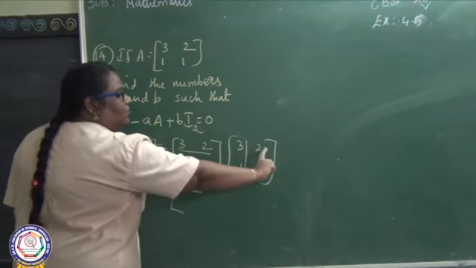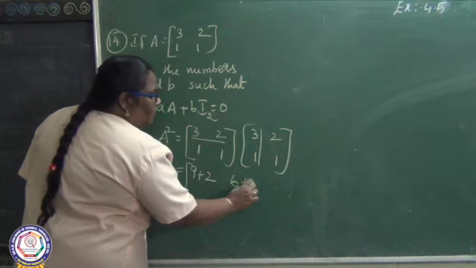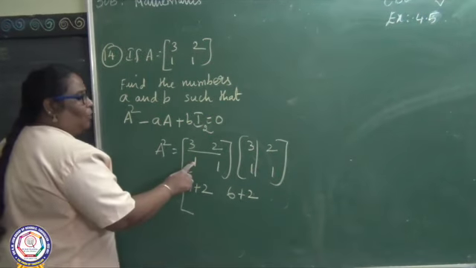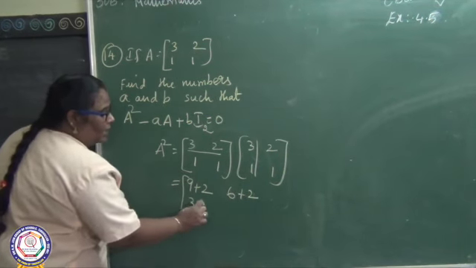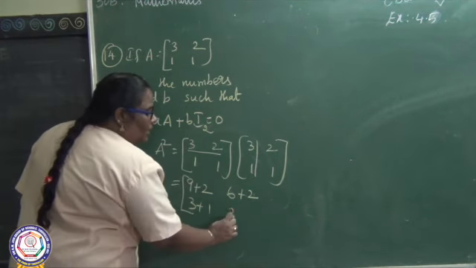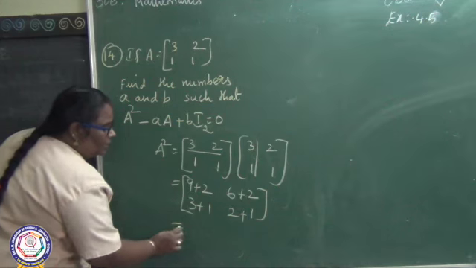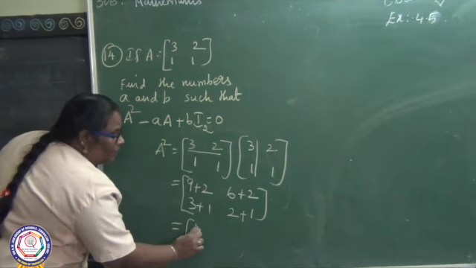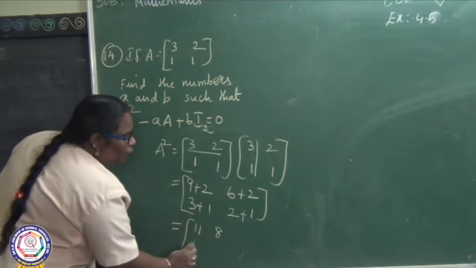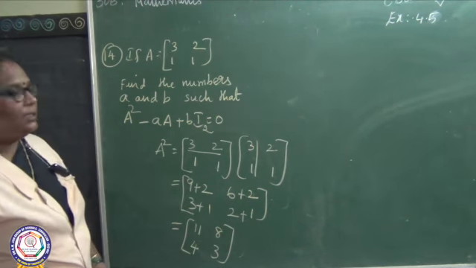Then first row, second column: 3 2s are 6 plus 2. Second row, first column: 1 3s are 3 plus 1 1s are 1. Second row, second column: 2 1s are 2 plus 1. So what is the answer for this? 11, 8, 4, 3. This is the value of A square.